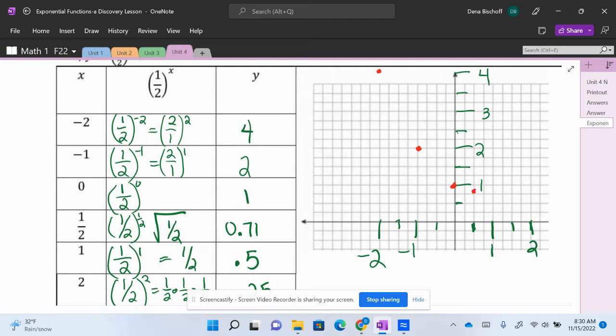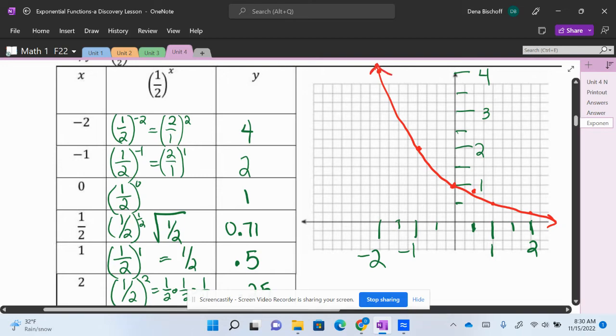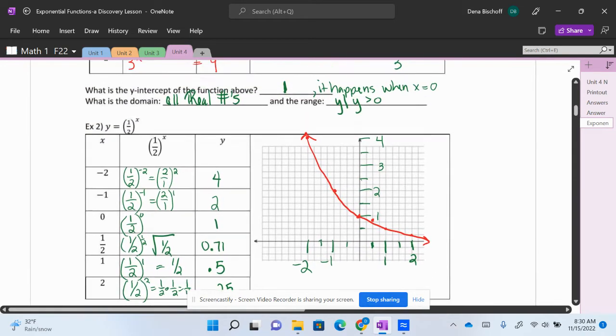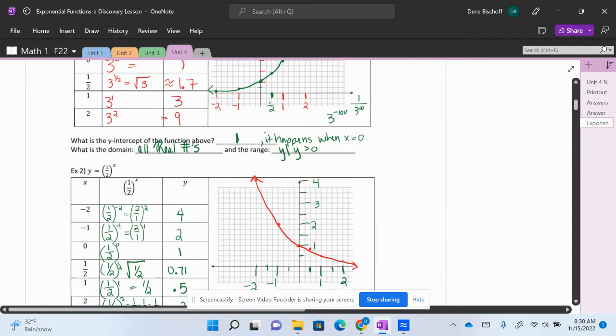It's above the halfway mark, right? When x is 1, y is 1/2. And when x is 2, y is 1/4. So this graph is going to go this way. So I just want to kind of scrunch it up so you can see both functions.